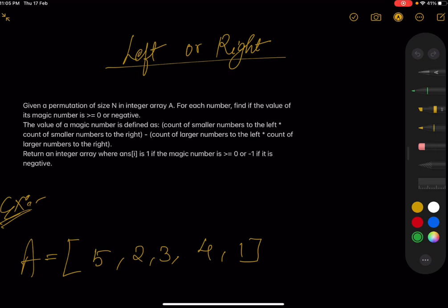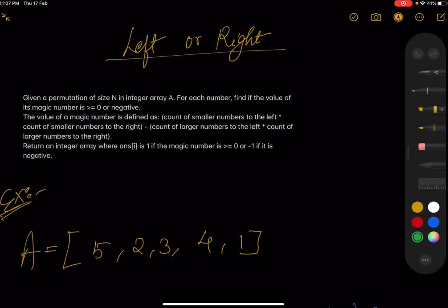The value of the magic number is defined as the count of smaller numbers to the left times the count of smaller numbers to the right, minus the count of larger numbers to the left times the count of larger numbers to the right. Return an array where answer[i] is 1 if the magic number is greater than or equal to 0, or minus 1 if it is negative.